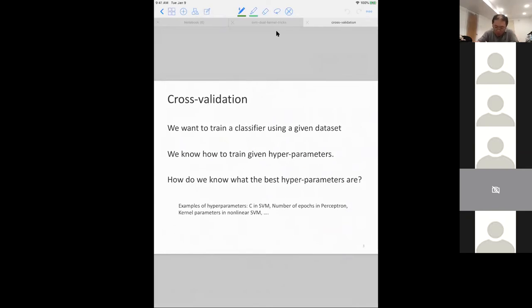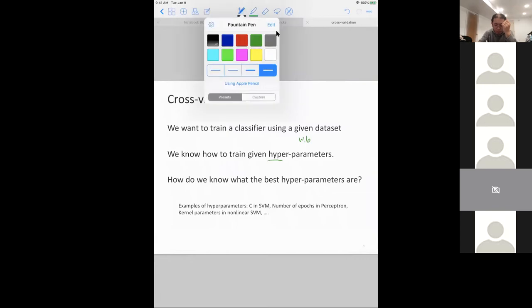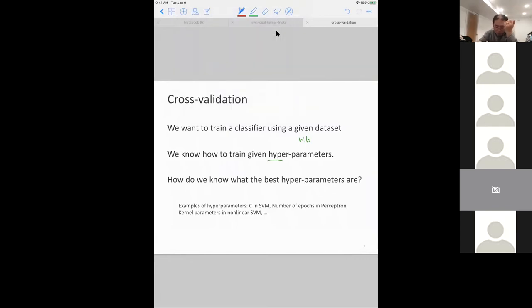Given some hyperparameter, say the C value, big C, in the SVM objective, we can train our classifier from the training data by estimating the model parameters, say W and B. But the question is, how do we know what the best hyperparameters are? Examples of hyperparameters are the C in SVM, the number of epochs in perceptron, or the kernel parameters in nonlinear SVM, like the length scale parameter in the Gaussian kernel.